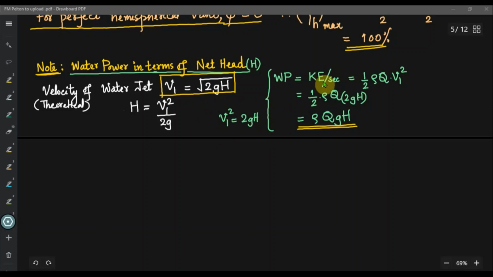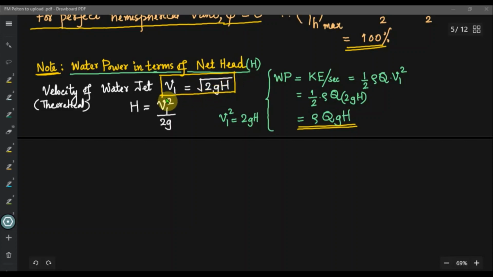So here the kinetic energy per second supplied by the jet, we already used the expression half m dot v square, that is half rho Q into V1 square, and that is half rho Q into, what is V1 square, that is 2gH ideally. If the losses in the nozzle are ignored, then this velocity V1, that is the velocity of the water jet, will be equal to root of 2gH.